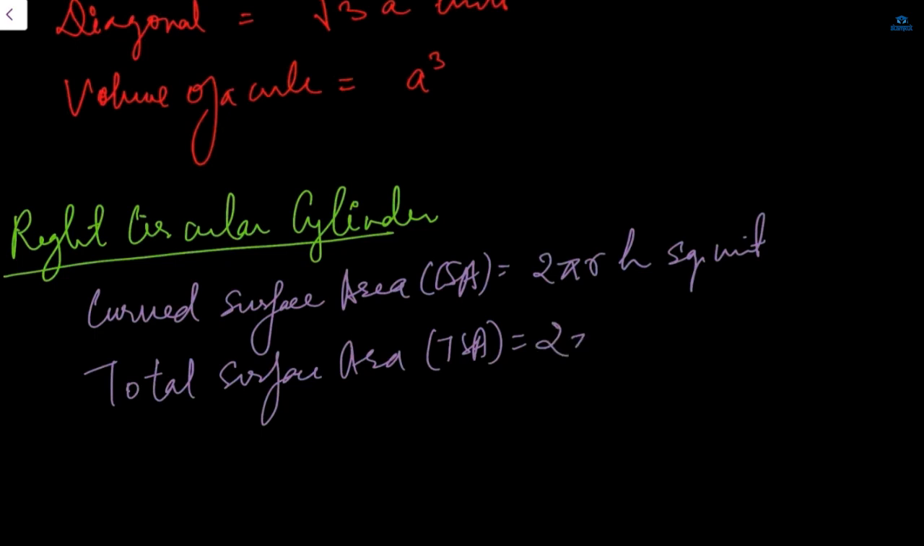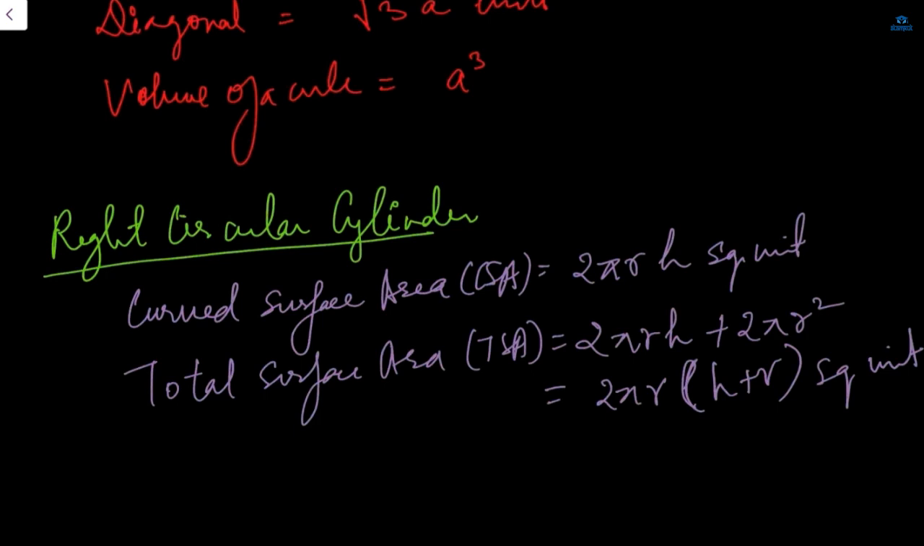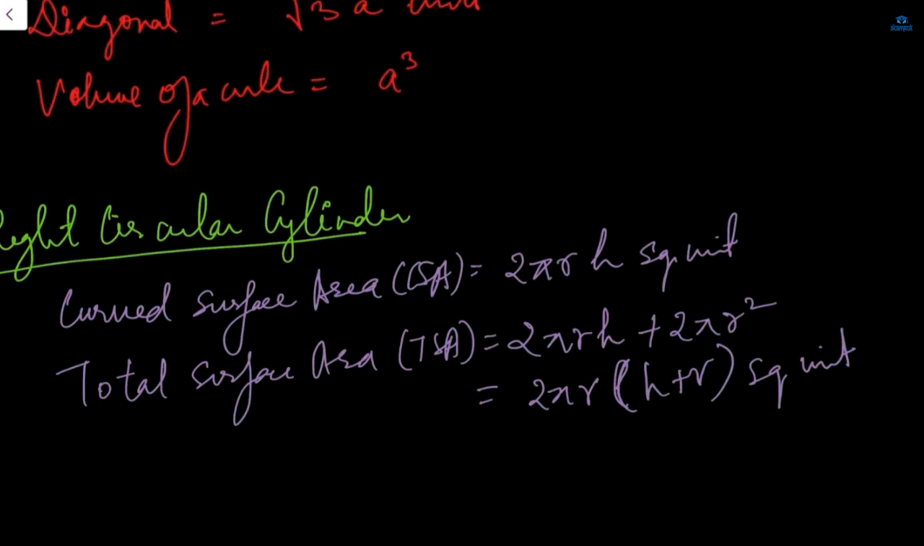So the curved surface area will be what? Already written, 2 pi r h. And the area of the top will be pi r square. Now you take 2 times because there are top and bottom, so 2 pi r square. So you can take 2 pi r as common: 2 pi r (h plus r). Remember how the formula is forming. Even if you forget the exact formula, if you know how we derived it, then you can form it.